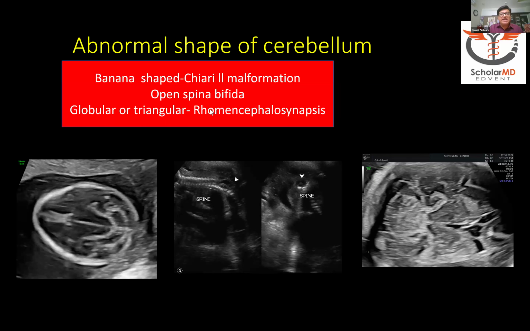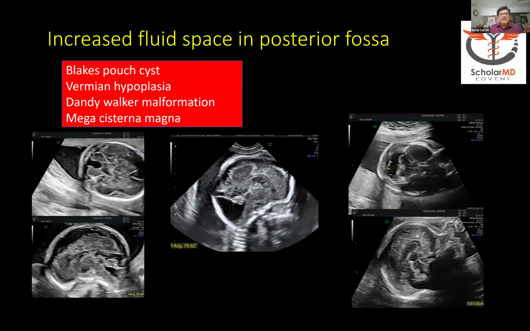Look for abnormal shape of the cerebellum. If it is banana shaped, you've gone into the posterior fossa, then think of Chiari-2 malformation and go down and see whether there is a meningomyelocele or an open spina bifida. If the shape of the cerebellum is globular or triangular, it could be because of a rhombencephalosynapsis.